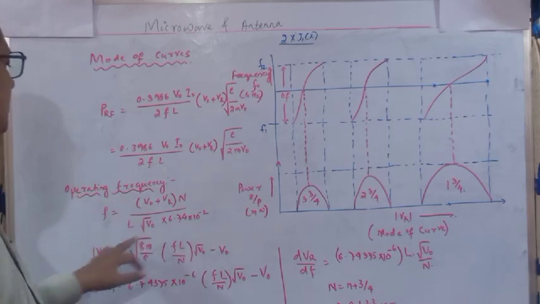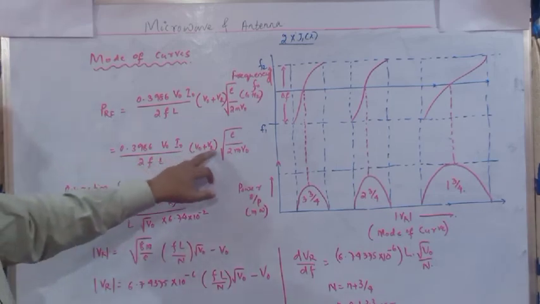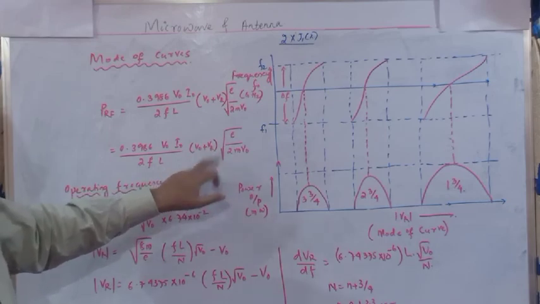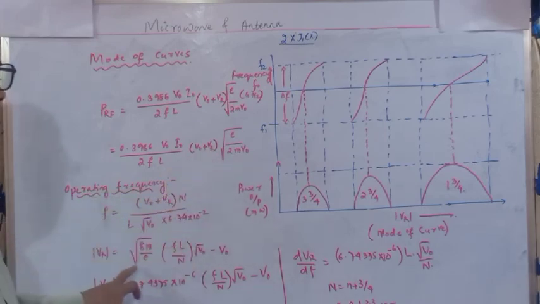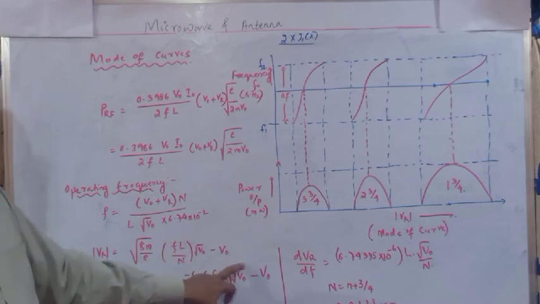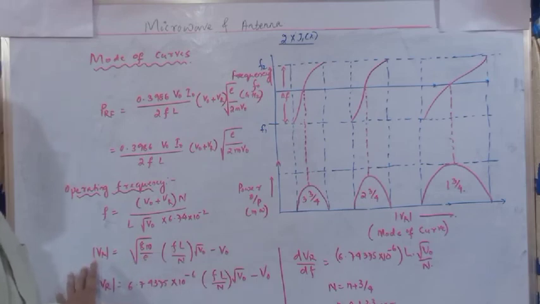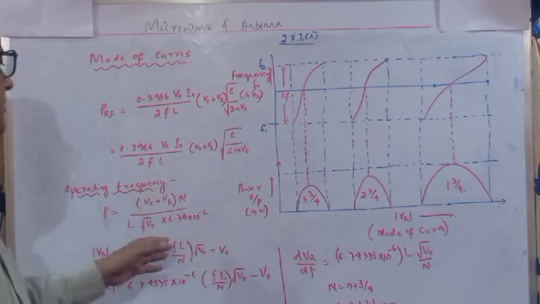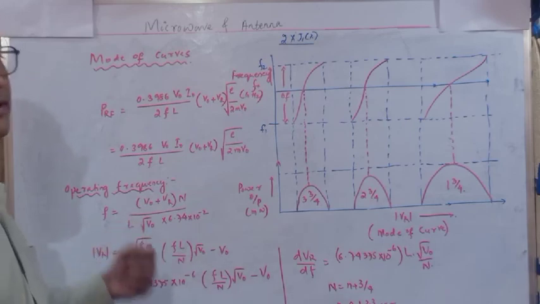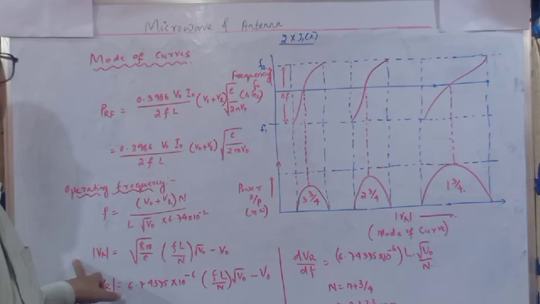Rearrange these values, you can determine the repeller potential also, because here we have repeller potential. If you rearrange this value, you will get root over of 8m by e FL by N root V naught minus V naught. So this is my repeller potential. So with the help of the DC current, with the help of this frequency, with the help of this number of modes, you can determine what is the repeller potential.